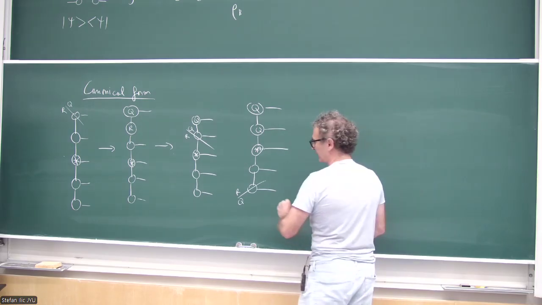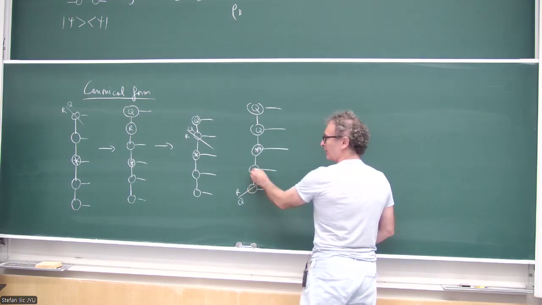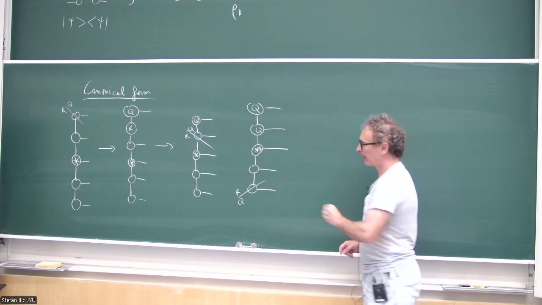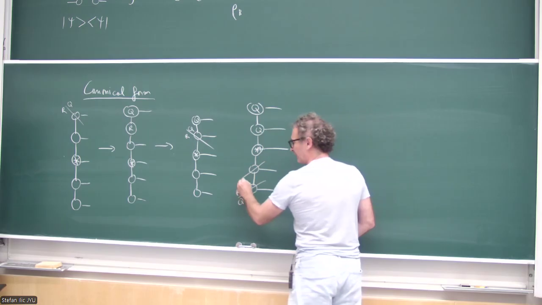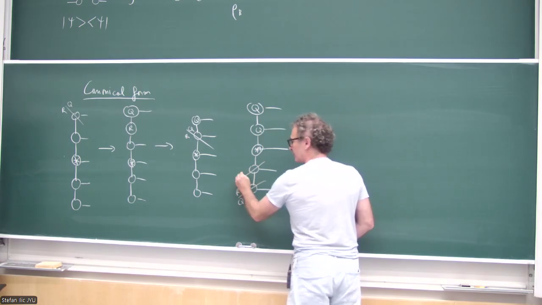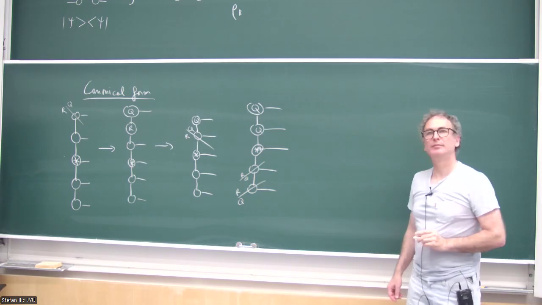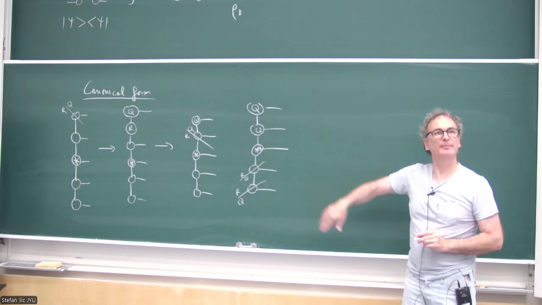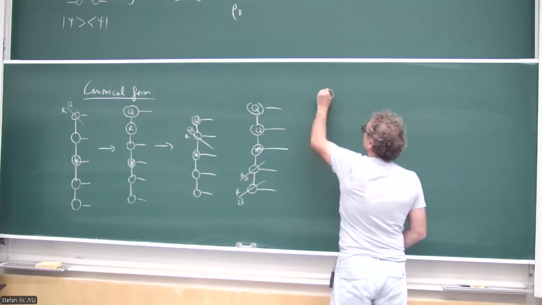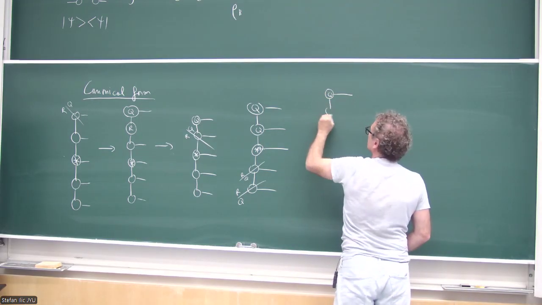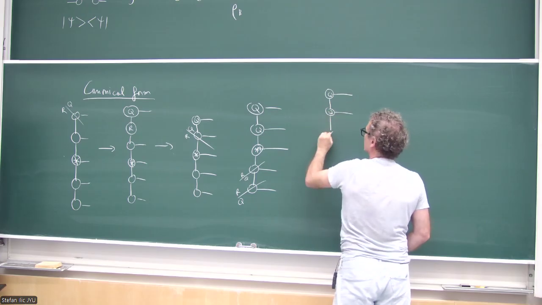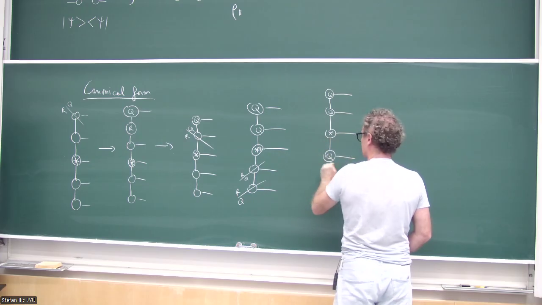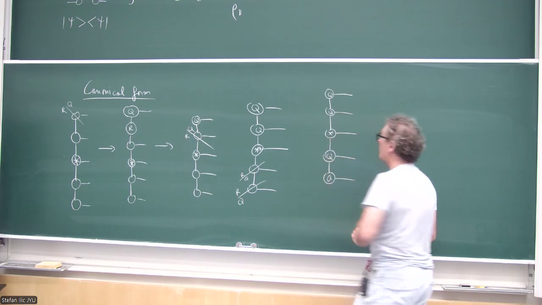Okay. I take the R, I absorb it here. And then I cut again like that. Q, R. You see the one way and the other way. And I get the canonical form. That's it.